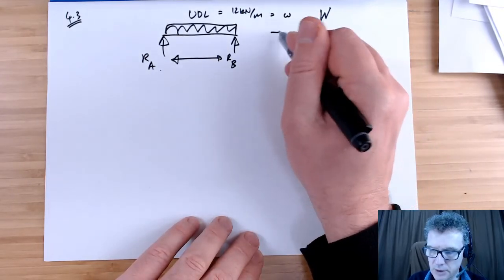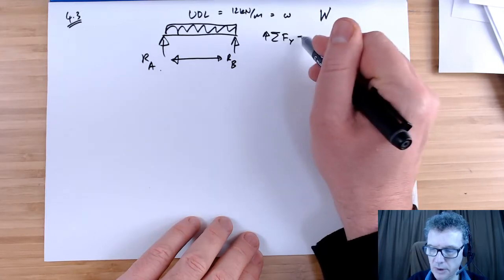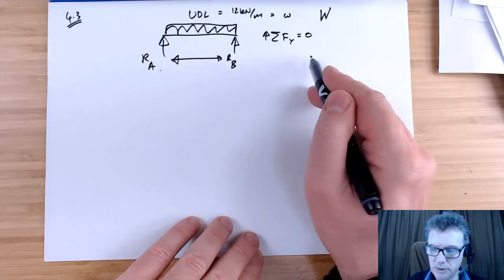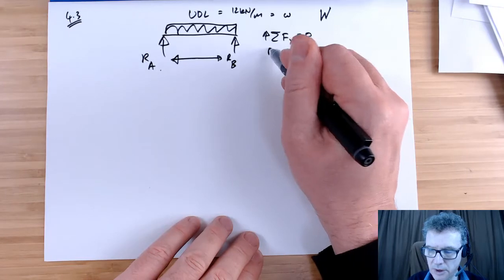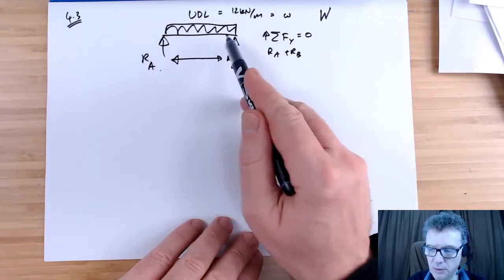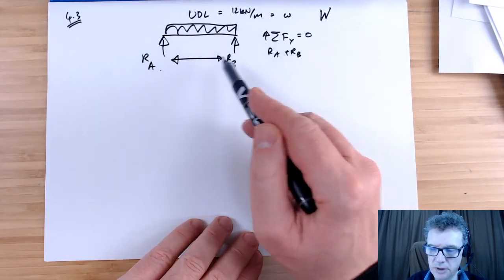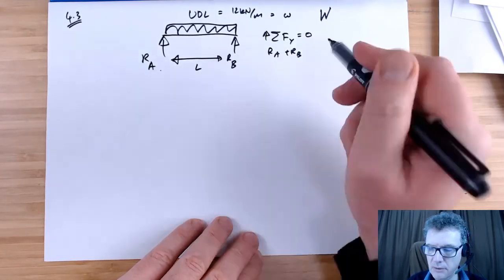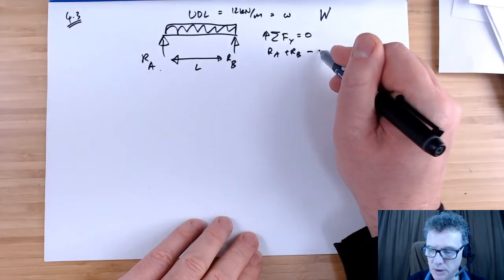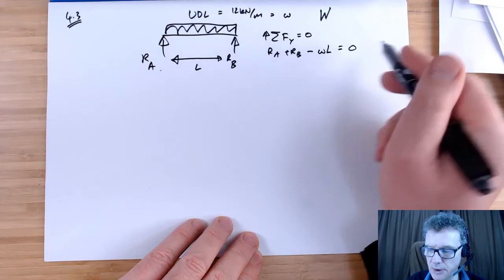The sum of our forces in the y direction, you could just do this by symmetry, I suppose. So we've got RA plus RB. What's the total weight of this thing? Well, it's big W, but I don't want to use big W. So it's going to be little w times the length. And that's going downwards. So RA plus RB minus little w times L equals 0. So that's one equation.